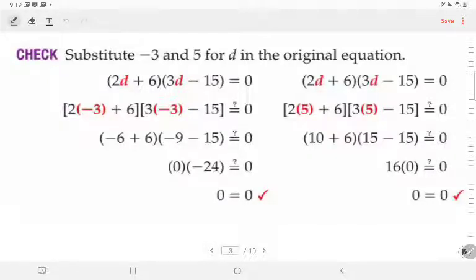When we plug 5 in, we have 2 times 5, which is 10, plus 6. 3 times 5, which is 15, minus 15. 10 plus 6 is 16, and 15 minus 15 is 0. 0 times 16 is 0, so it checks. So those are my roots.